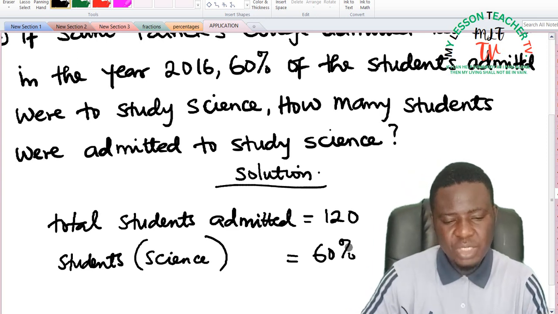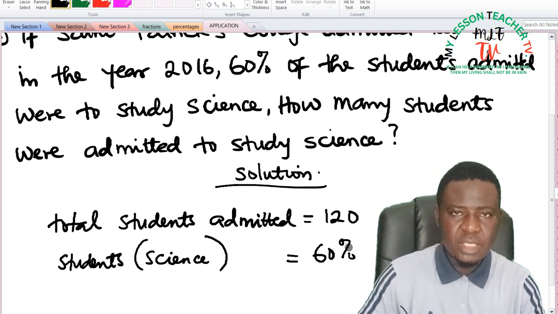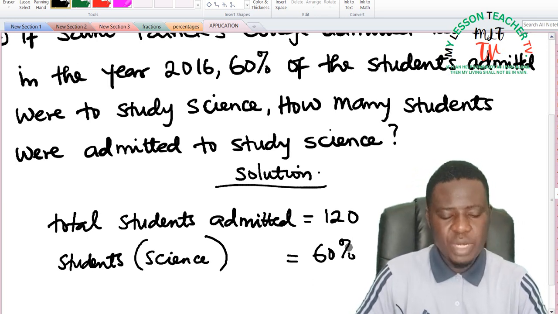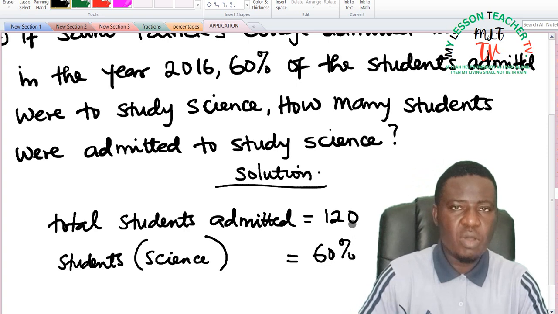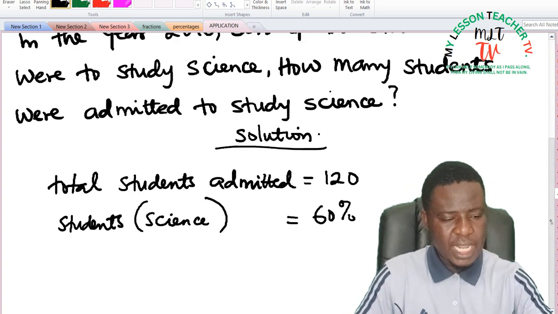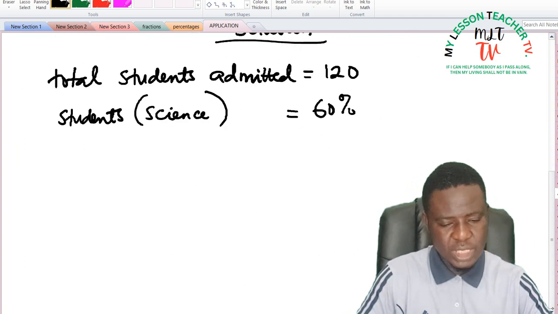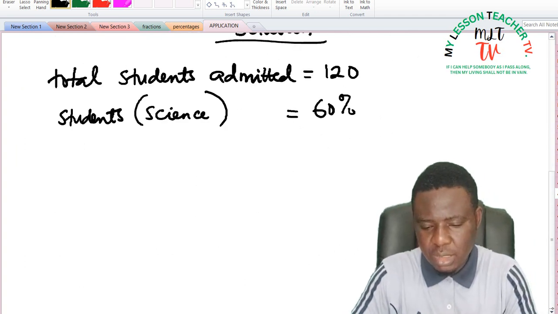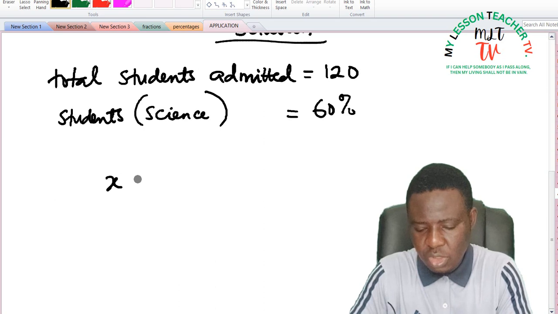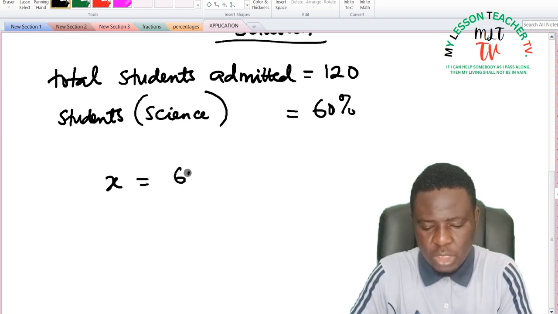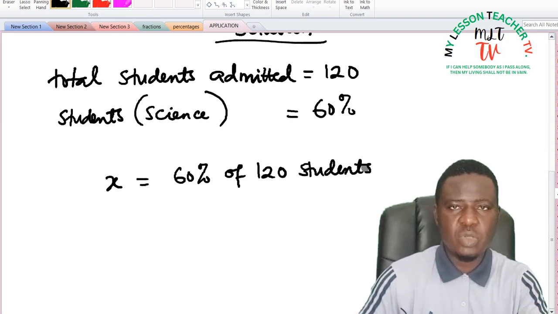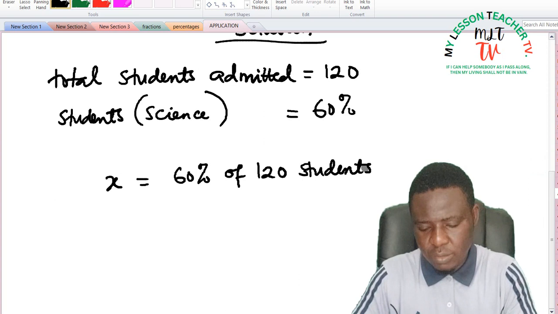Now, they said how many students were admitted to study science. So all we need to do is to find 60% of 120 students, and that gives us the total number of students who are admitted to study science. So we'll say let the number of students be x, so that x is said to be equal to 60% of 120 students. I have been able to express this question in algebraic statements.